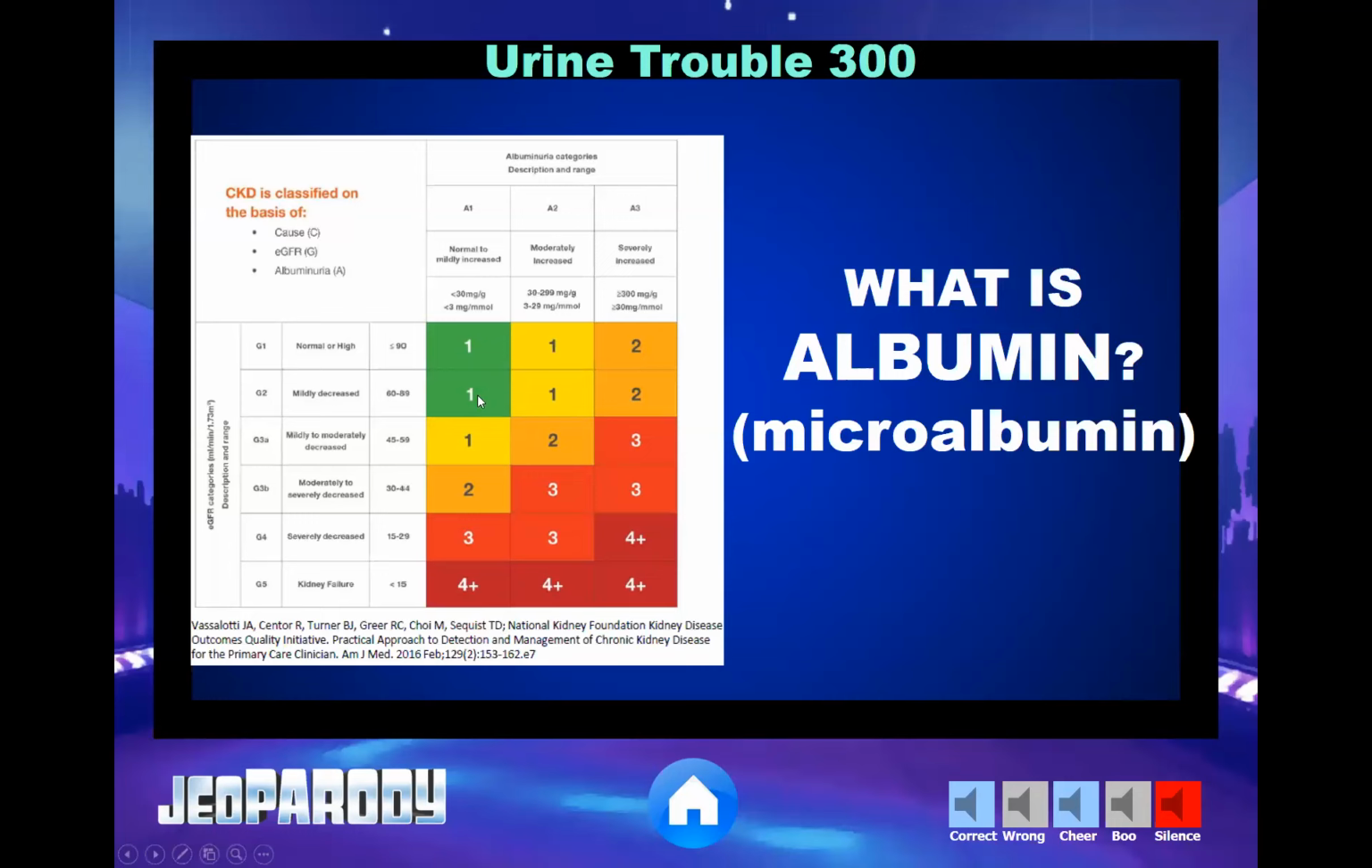So the green indicates yearly monitoring, low risk of progression. Yellow is still yearly monitoring with increased risk of progression. You see between 30 and 300, this is microalbuminuria. What are we reporting? We're reporting the concentration of urine albumin over the concentration of urine creatinine. Okay, so it's an albumin to creatinine ratio, milligrams of albumin per grams of creatinine.